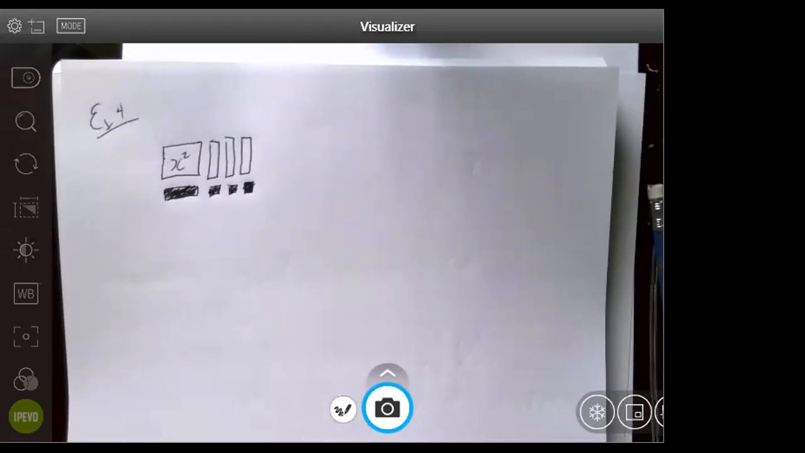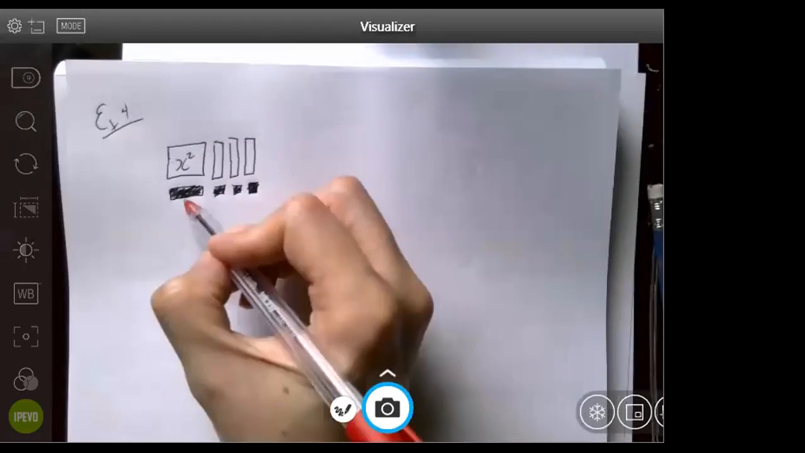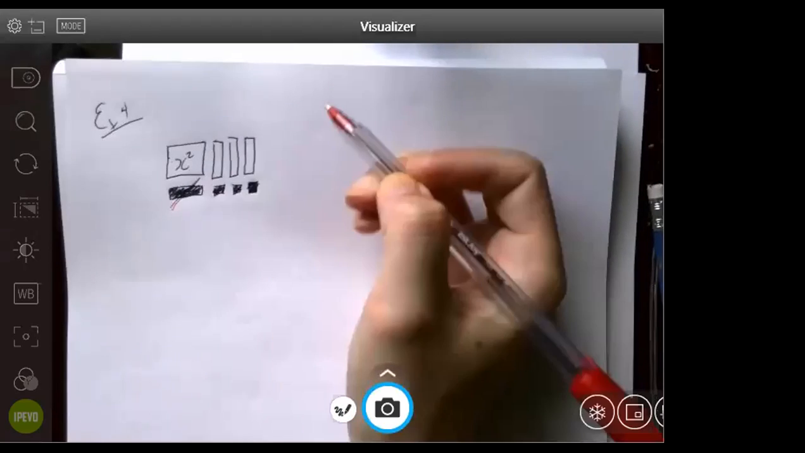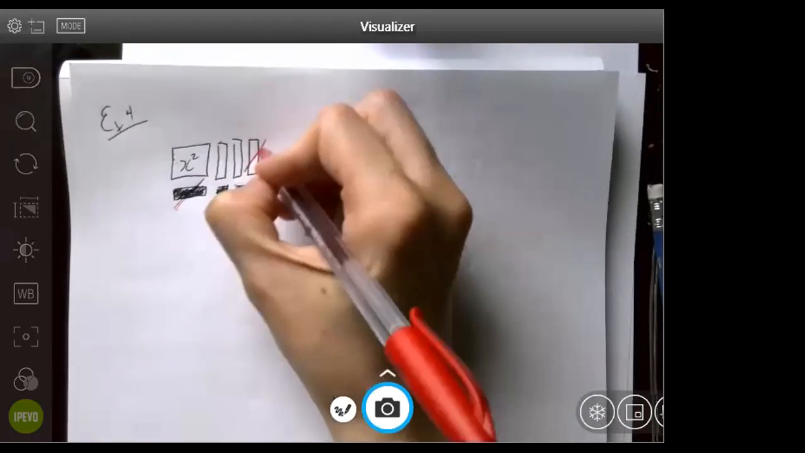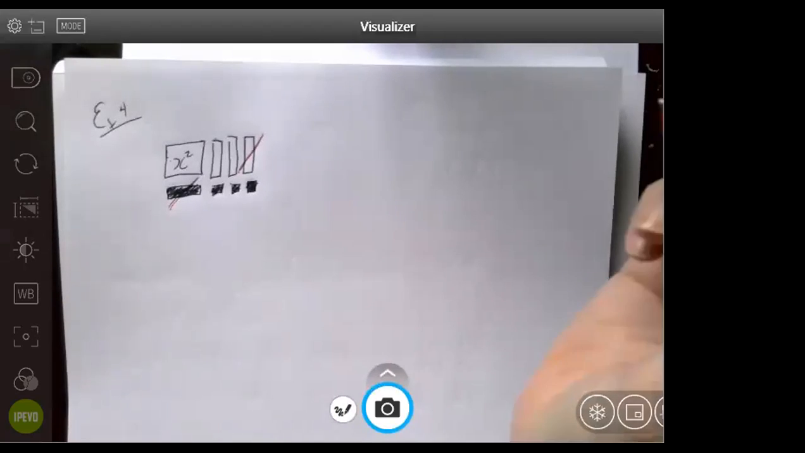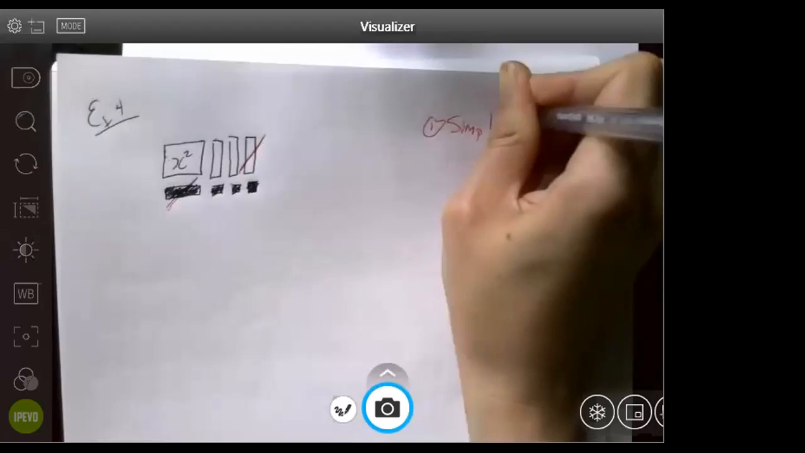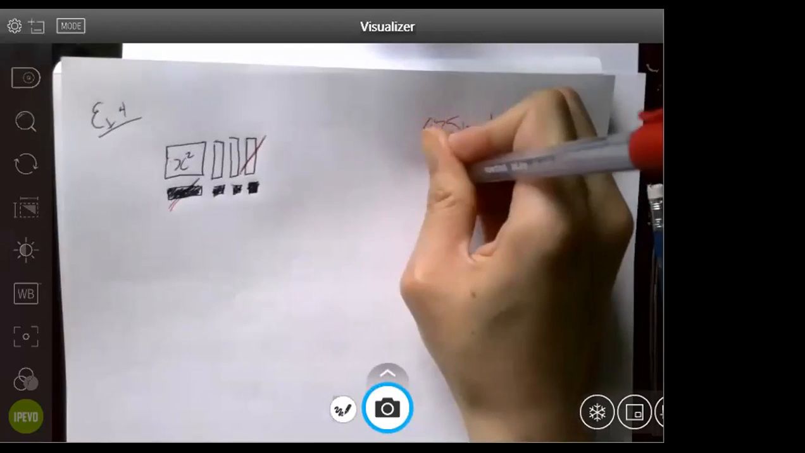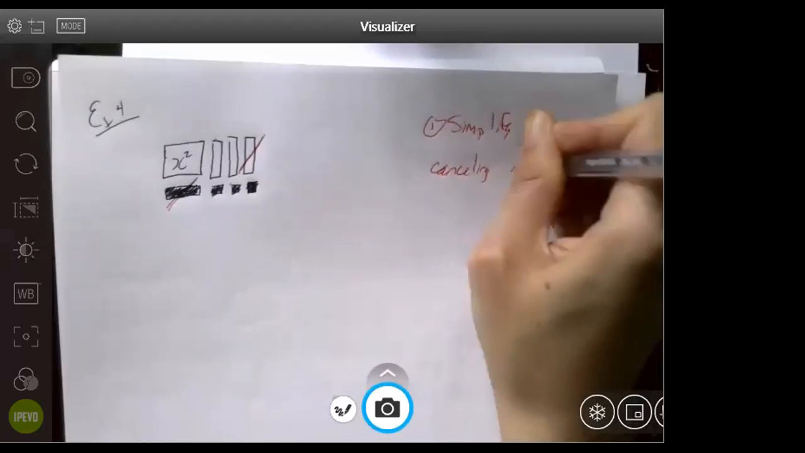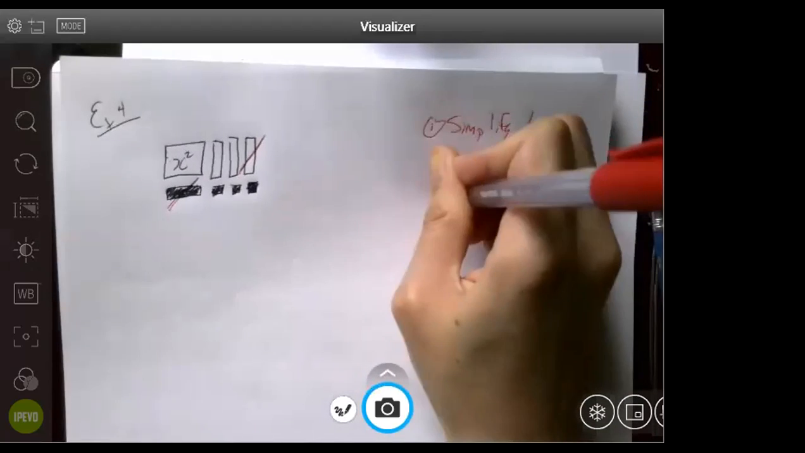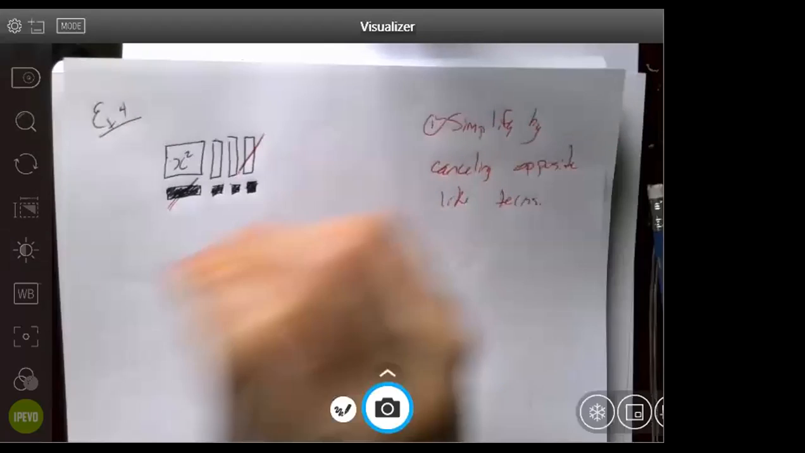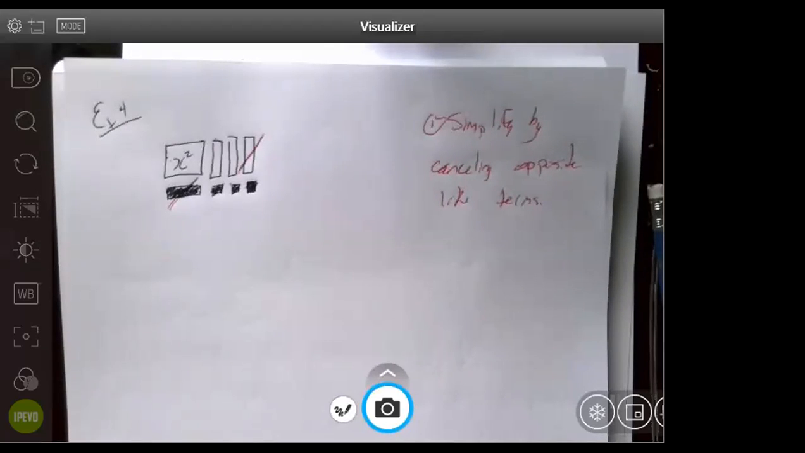So the first thing that we need to do is simplify this, which means cancel out our opposite like terms. So we have a negative x. We also have 3 positive x's, so one of those will get canceled out. So that's step 1, is to simplify by canceling opposite like terms. And then we just write whatever is left over.